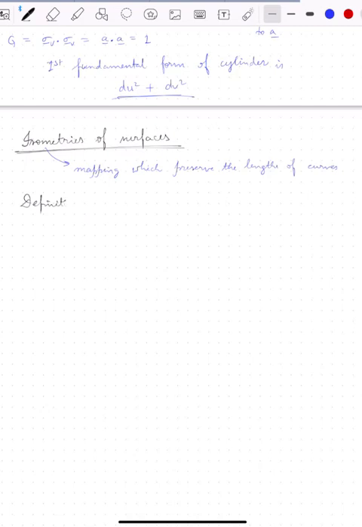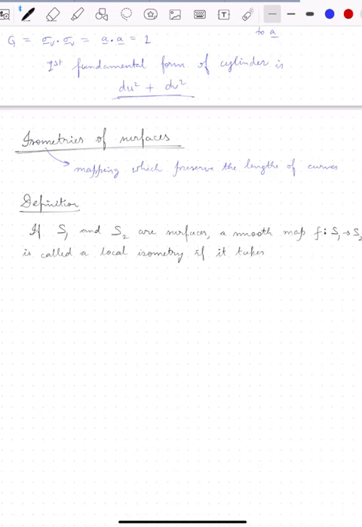So we have this definition. It says that if S1 and S2 are surfaces, a smooth map F from S1 to S2 is called a local isometry if it takes any curve in S1 to a curve of the same length in S2.